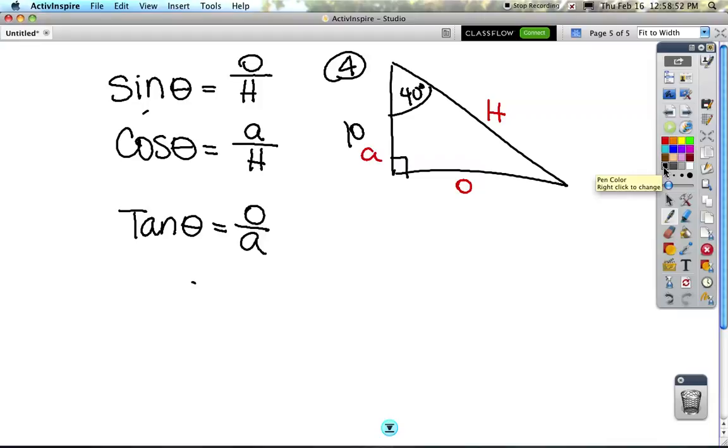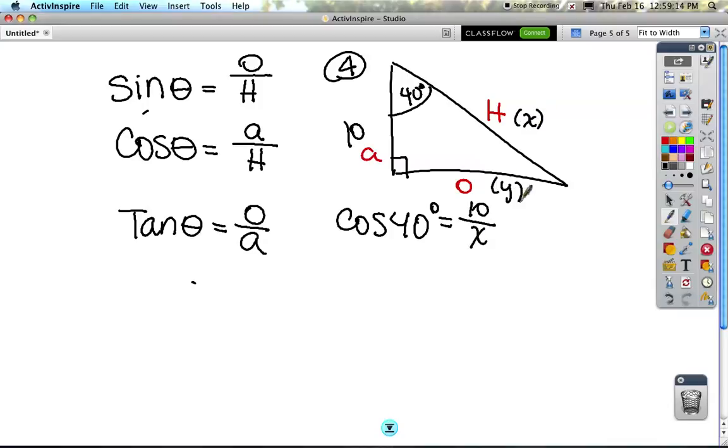So what two sides do I have labeled? A and H. So over here, which trig function uses A and H? Cosine. So we've got cosine of 40 equals A over, let's call H, we'll call it X. We'll call this one Y. Uh-oh.